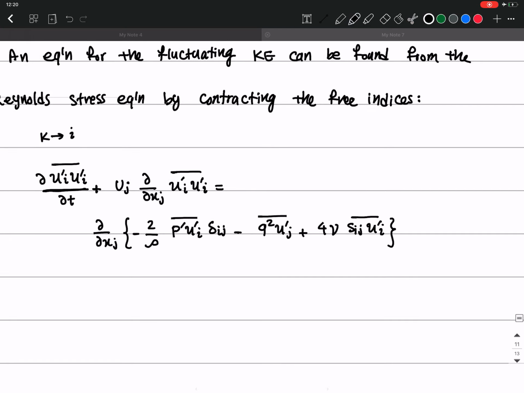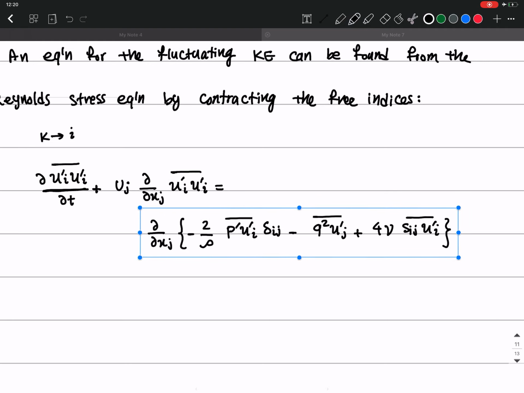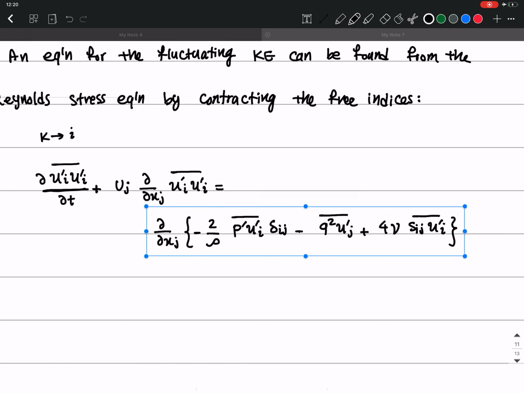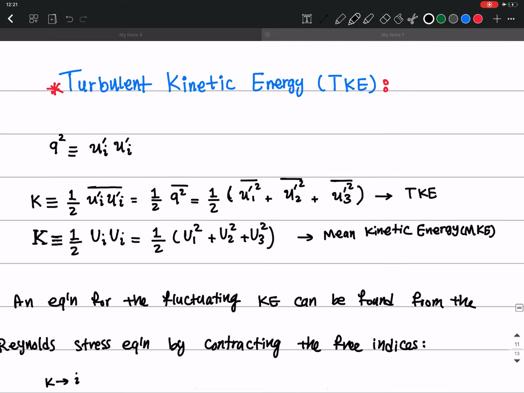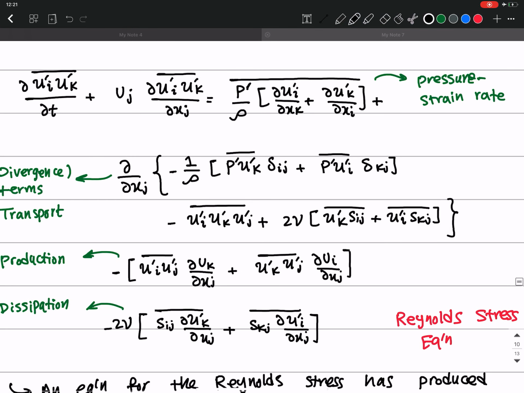Okay. And then we have other terms. So these are the divergence terms, and then we have minus 2 u prime i u prime j bar partial Ui partial xj, minus 4 nu Sij partial u prime i partial xj bar. So we just set k in this equation to i.